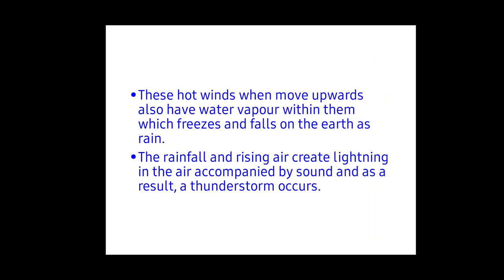Simply, when the rain falls, it releases some heat and warms the air. So, the warm air moves upwards and the cold rain moves downwards. When the warm air and the cold rain meet together, it causes lightning and thunderstorm.